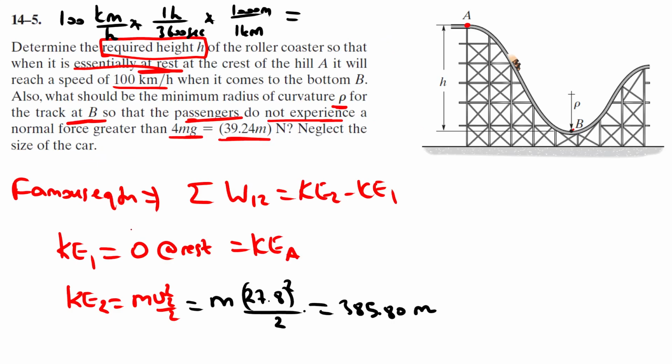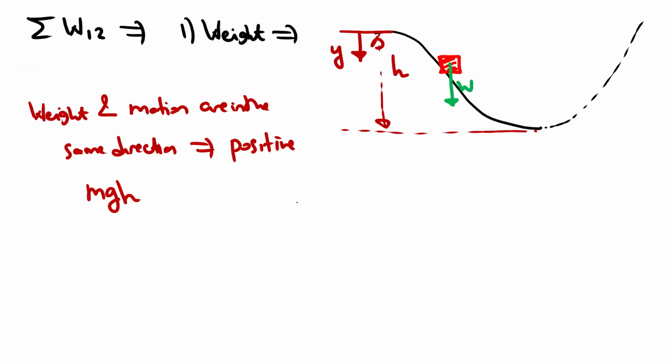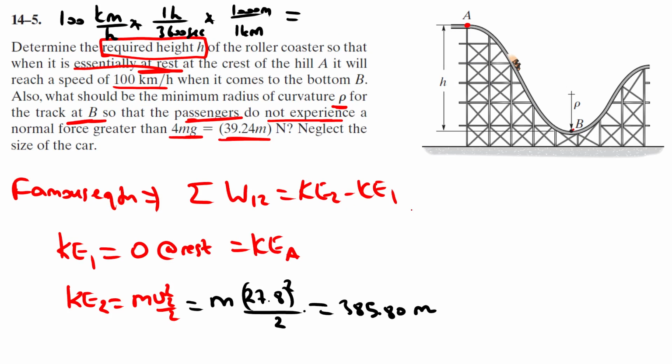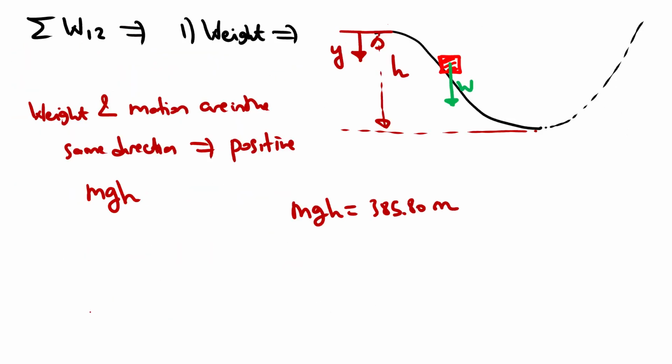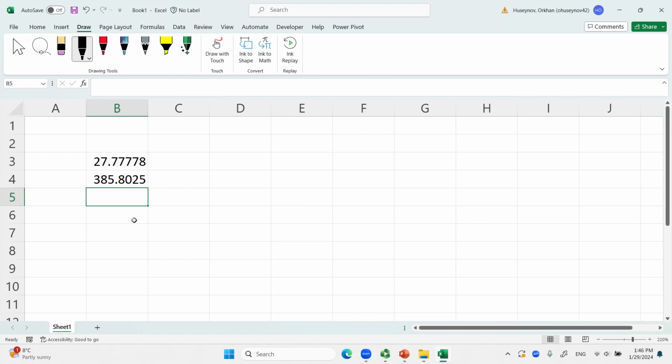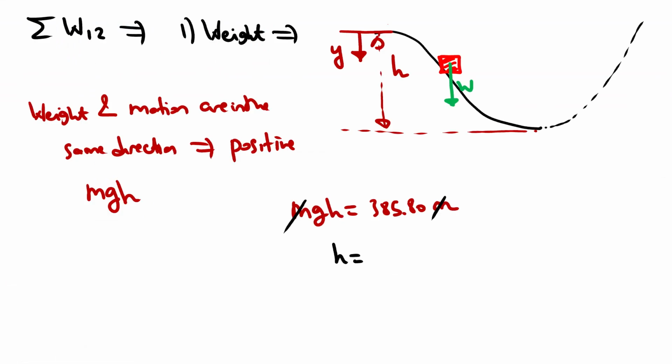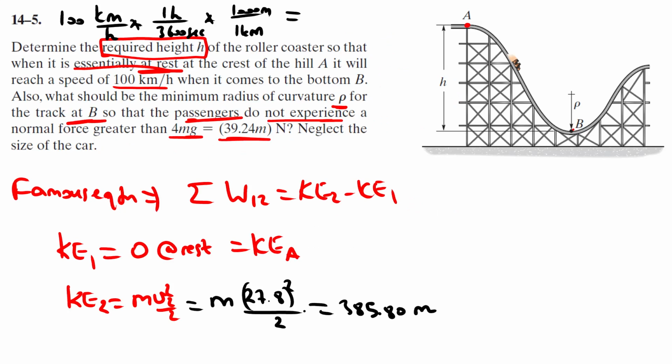So now the time is to equate the left hand side with the right hand side. That will be mgh will be equal to 38.80 m. Okay, then this cancels out, then h will be equal to that one divided by 9.81, 39.3 meters. Okay, so we solved the first part.